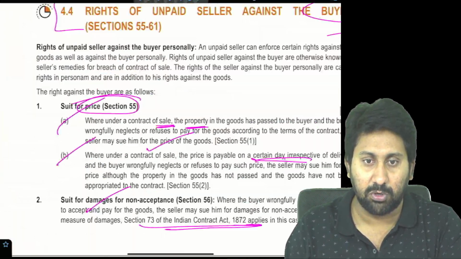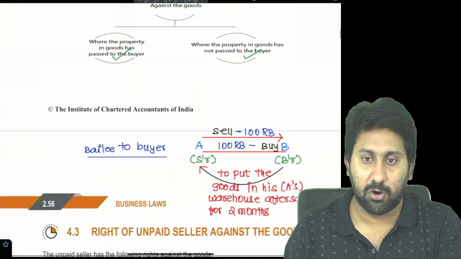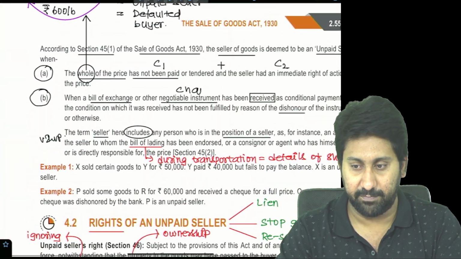This is all about one of the most important chapters in the Sale of Goods Act. The concept is called the unpaid seller. Okay. Thank you.